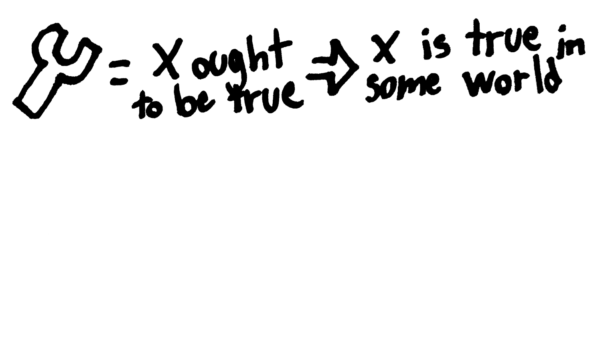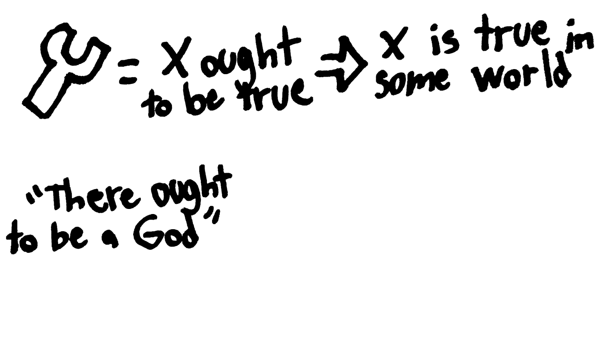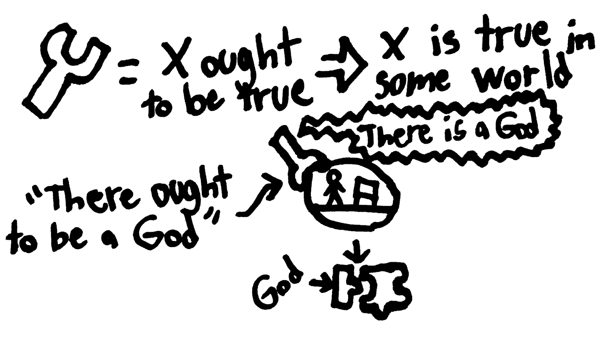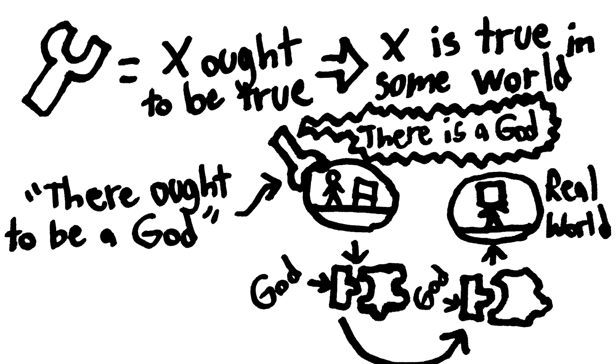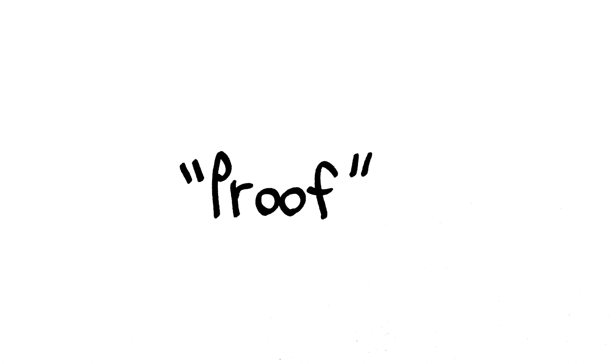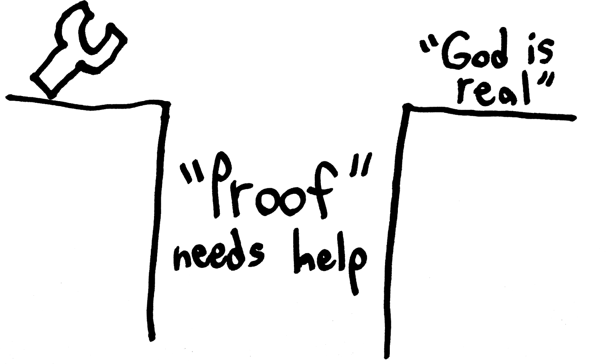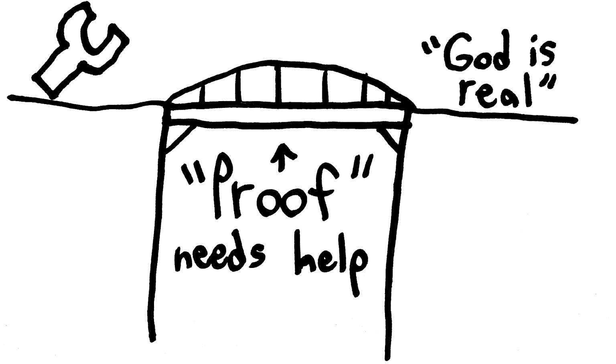You may think that this is a good tool, but it tells us that if there ought to be a God, then there is a God in some world. But in that world, he lives in the shape on the left, and so there is a God in the real world too. You could see then that this proof for God does not prove that God is real on its own, but it still lets us jump from this or that tool to the fact that God is real.